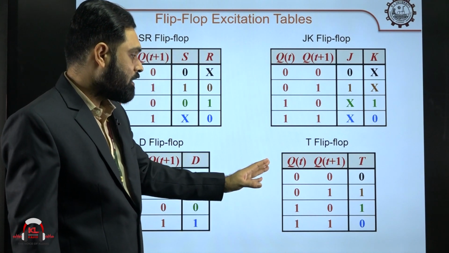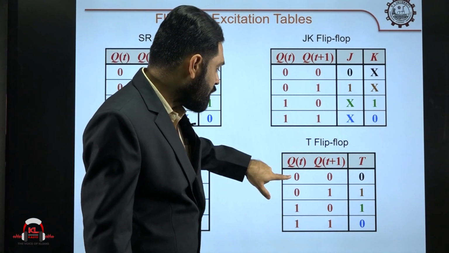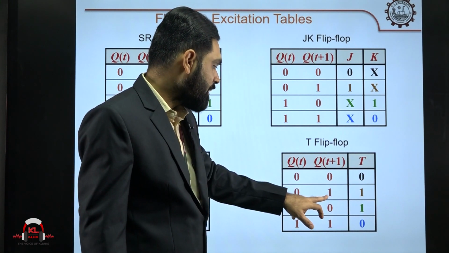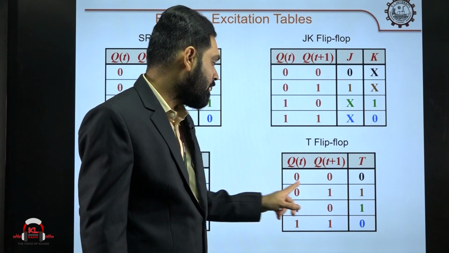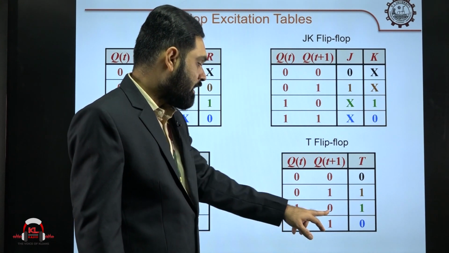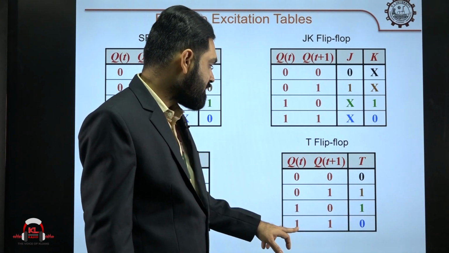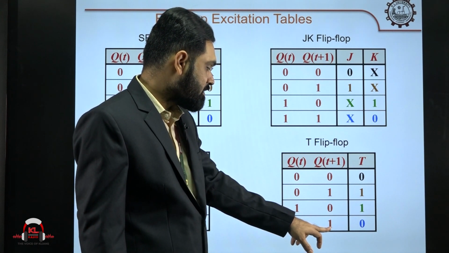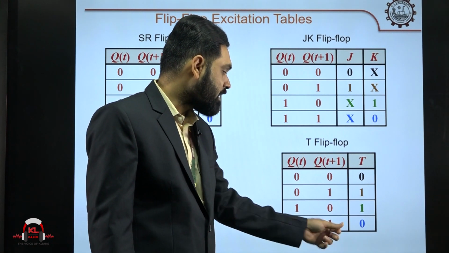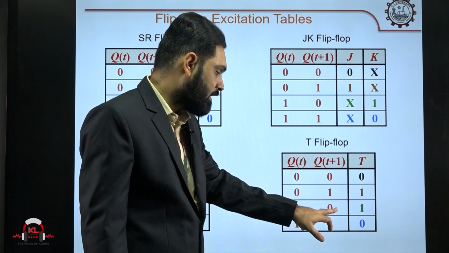In T flip flop also the thing is very simple. When Q of T plus 1 value is 0, T value will be 0, when present outputs are zeros. When Q of T plus 1 value is 1, your T value will be 1. When present output is 1 and the next output is 0, in that case T value will become 1. And when present output is 1, next output is 1, in that case T value will be 0. Here the toggling is happening. So, here the same values are repeating, that means here is the no change case, and this is the toggling case.